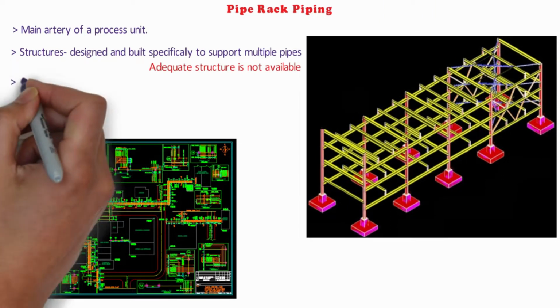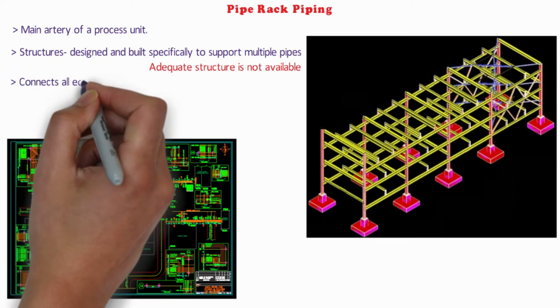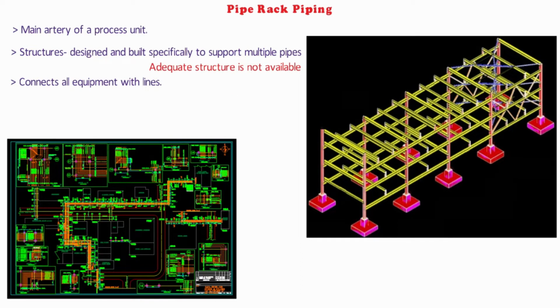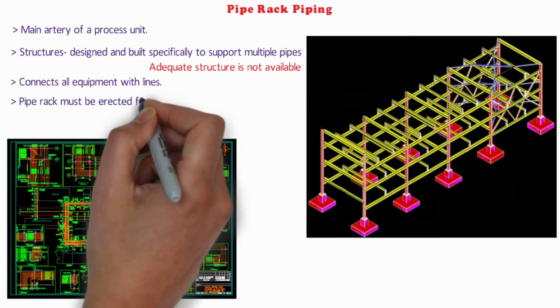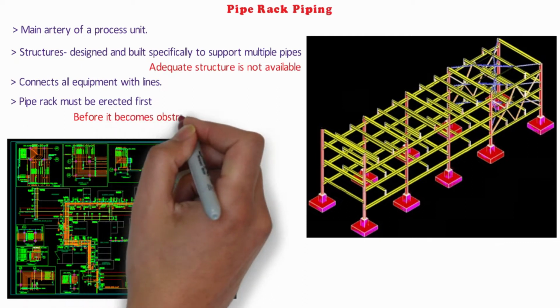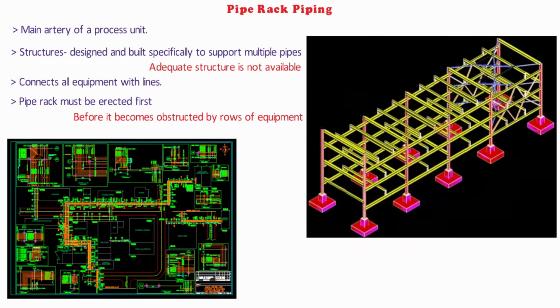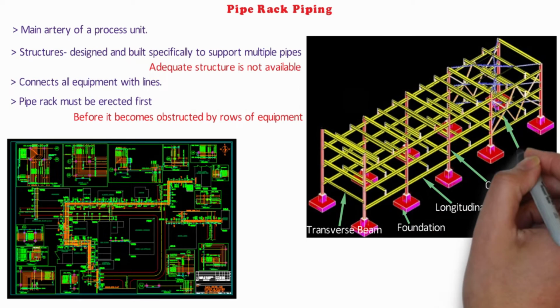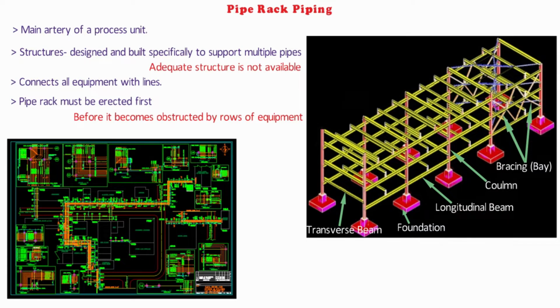It connects all equipment with lines that cannot run through adjacent areas because it is located in the middle of most of the plant. The pipe rack must be erected first before it becomes obstructed by rows of equipment. Normally, the pipe rack with its structure and platform requirements is the first priority item for detail engineering of a process unit, normally when the process building is at its 30% phase.